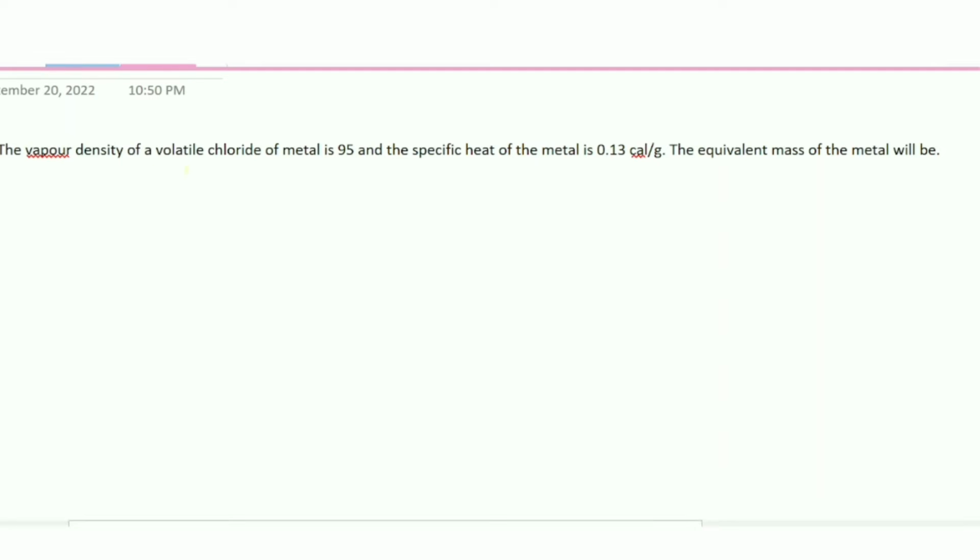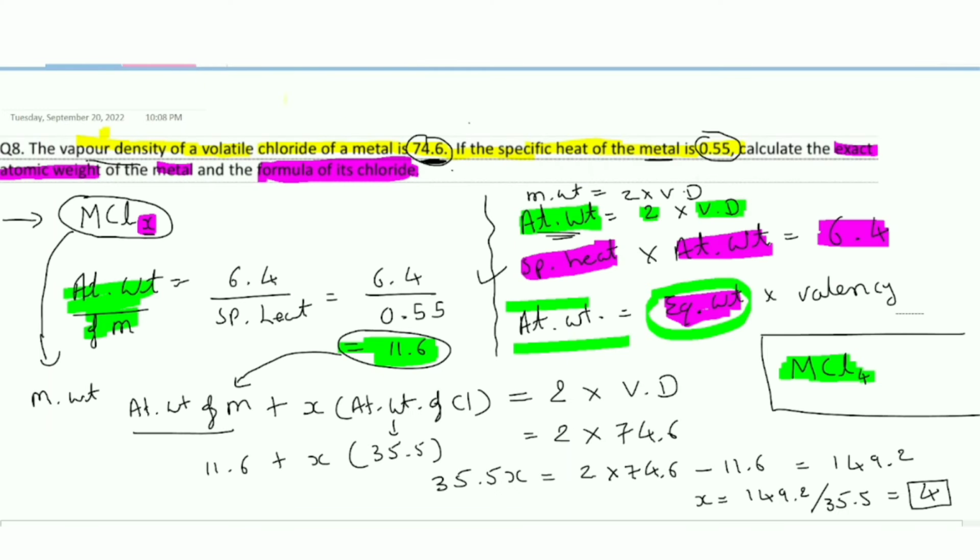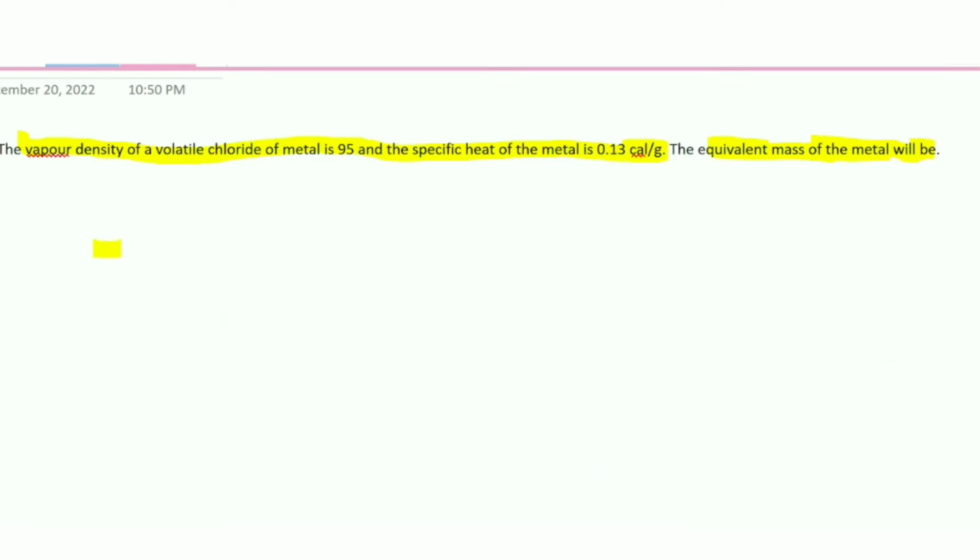Okay friends, so this is the question. Here you can see that the vapor density of volatile chloride of metal is 95, and the specific heat of the metal is 0.13 calorie per gram. So here you need to find out the equivalent mass of the metal. As I told you in the previous question, here three formulas are written. Okay, I will write this formula again.